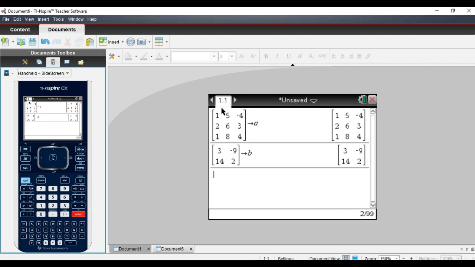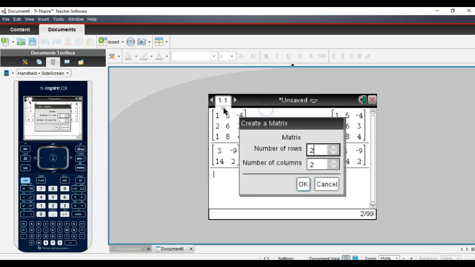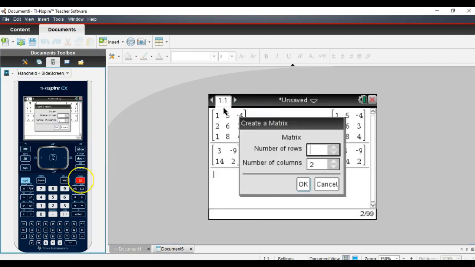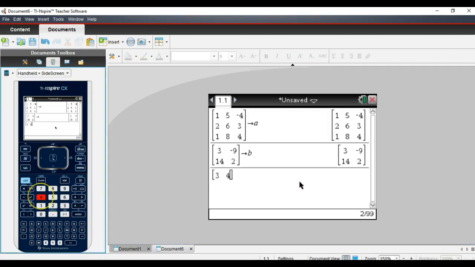So I've got A and B. Matrix C is a 1 by 2 matrix. So menu, create, matrix, 1 by 2. Let's create matrix C. It has the two numbers 3 and 4. So 3, 4. If I move the cursor, control, var, this matrix gets stored as matrix C. And we are good to go there.